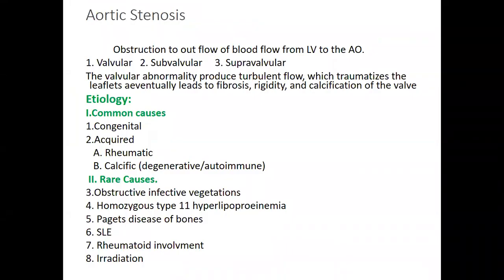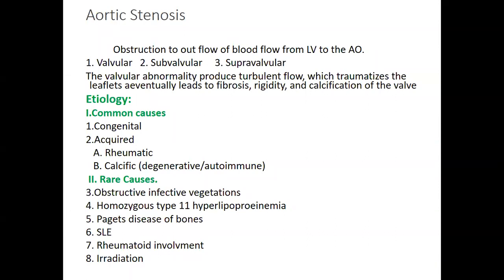So there are common causes of aortic stenosis. Regarding etiology, congenital and acquired are the most common causes of aortic valve disease. Among the acquired, again, rheumatic fever is the most common cause. And in old age, calcification occurs, and this causes degeneration of the aortic valve, so the aortic valve gets stenosed. And some other rare causes can cause aortic stenosis.